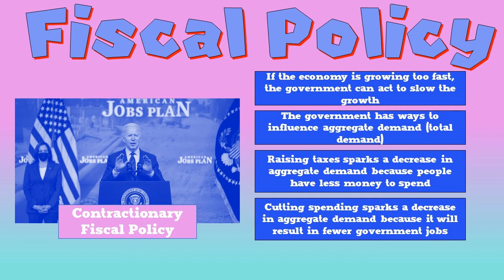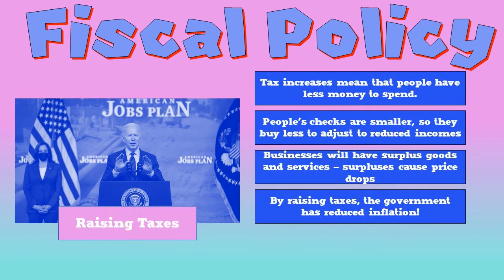So they can do this by raising taxes, because then we'll have less money to spend. They can also do this by cutting spending, which will result in reduced aggregate demand because fewer people will have the jobs creating the income to go out and spend all the money. When the government raises taxes, that means that people are going to have less money to spend, right? A tax increase means that there's less money on your paycheck. So your check is smaller, so you're going to have to adjust to your reduced income. So you're probably going to buy less stuff.